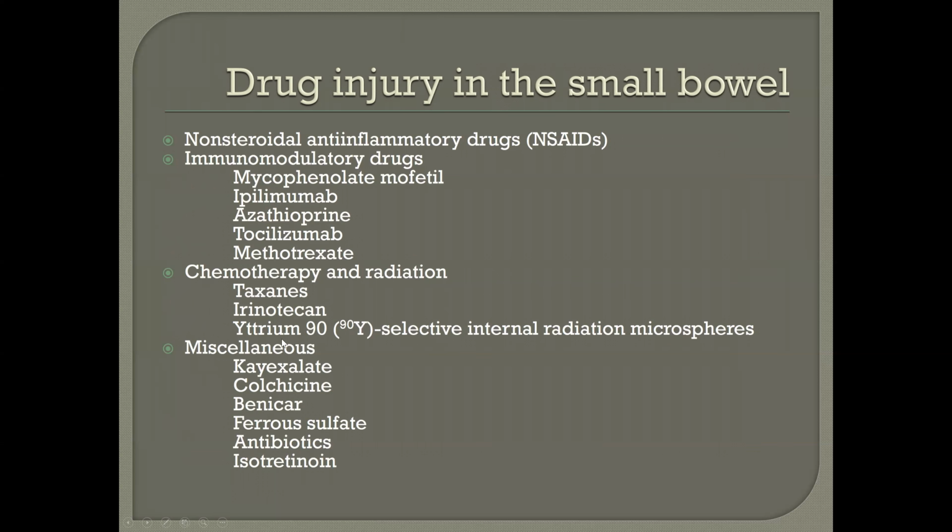Other things, Kayexalate can produce ulcerations and even perforation, colchicine, abnormal atypical mitotic figures, iron sulfate, crystalline enteropathy sorts of changes, and of course, antibiotics and so forth.